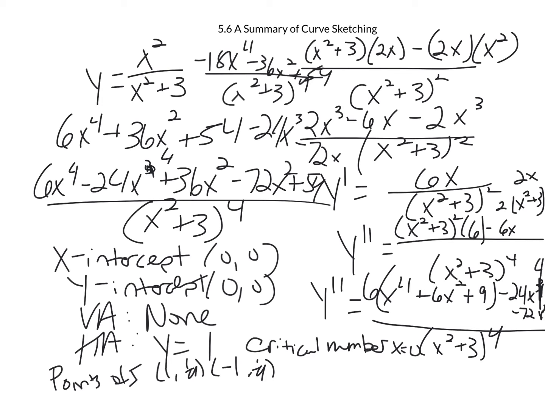Domain is real numbers. How do we know that? There's no values I actually can't put in. Okay? I'm going to go up here. I know I'm all over the place. I'm sorry. Domain is all reals. And then symmetry is symmetric over the y-axis.